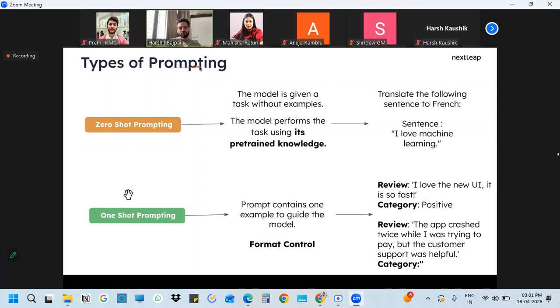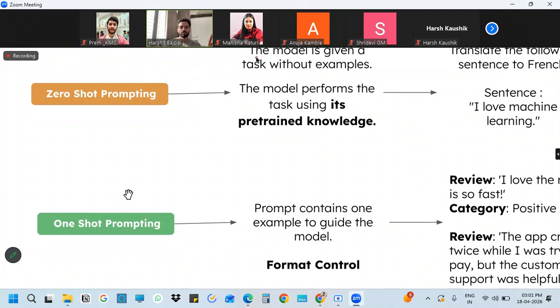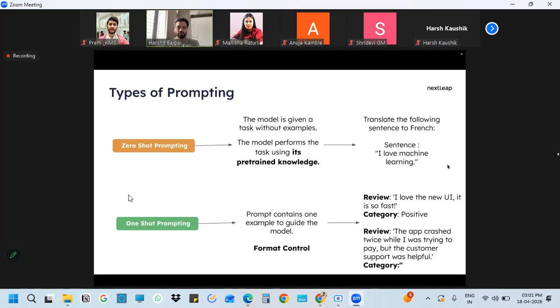Types of prompting. I just want to let you know what the names are of what we were doing. They have some standard names through the industry. Zero shot prompting. What does this mean? You are giving a prompt, but you are not giving any example. The model performs the task using its pre-trained knowledge. An example of this: translate the following sentence to French. The sentence is, I love machine learning. The translation would be in French. You will get the output.